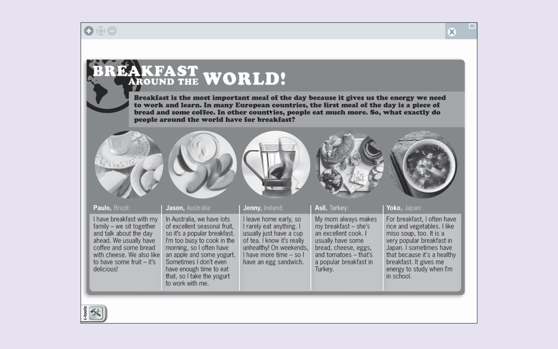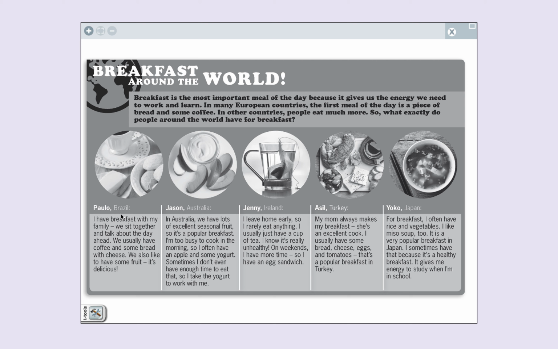In many European countries, the first meal of the day is a piece of bread and some coffee. En algunos países de Europa, la primera comida es pan con un poco de café. In other countries, people eat much more. En otros países la gente come mucho más. So, what exactly do people around the world have for breakfast? ¿Qué exactamente come la gente alrededor del mundo para desayunar?